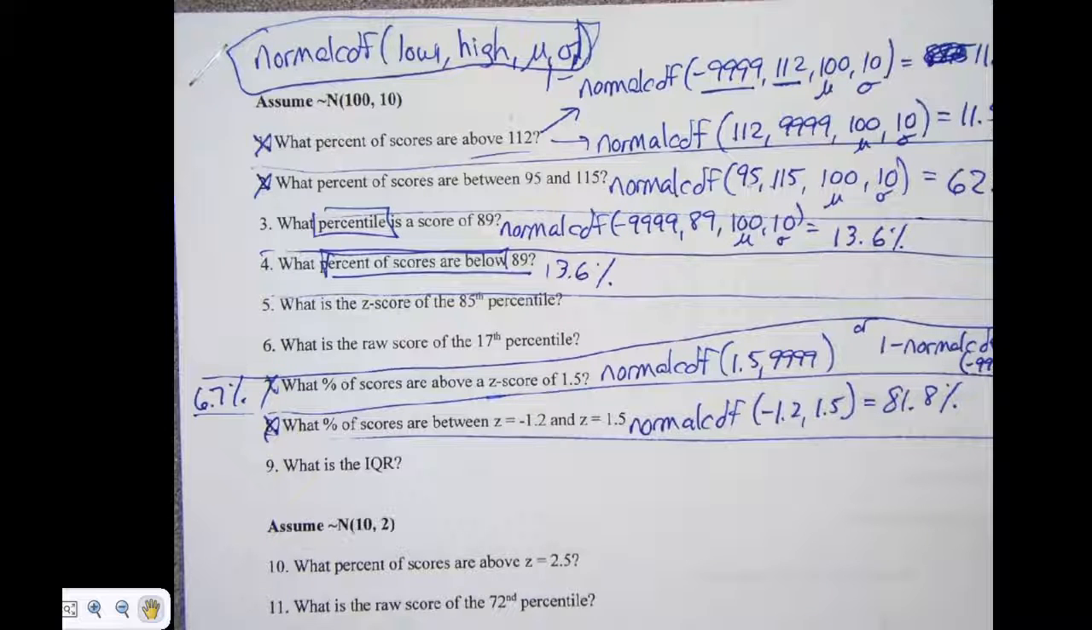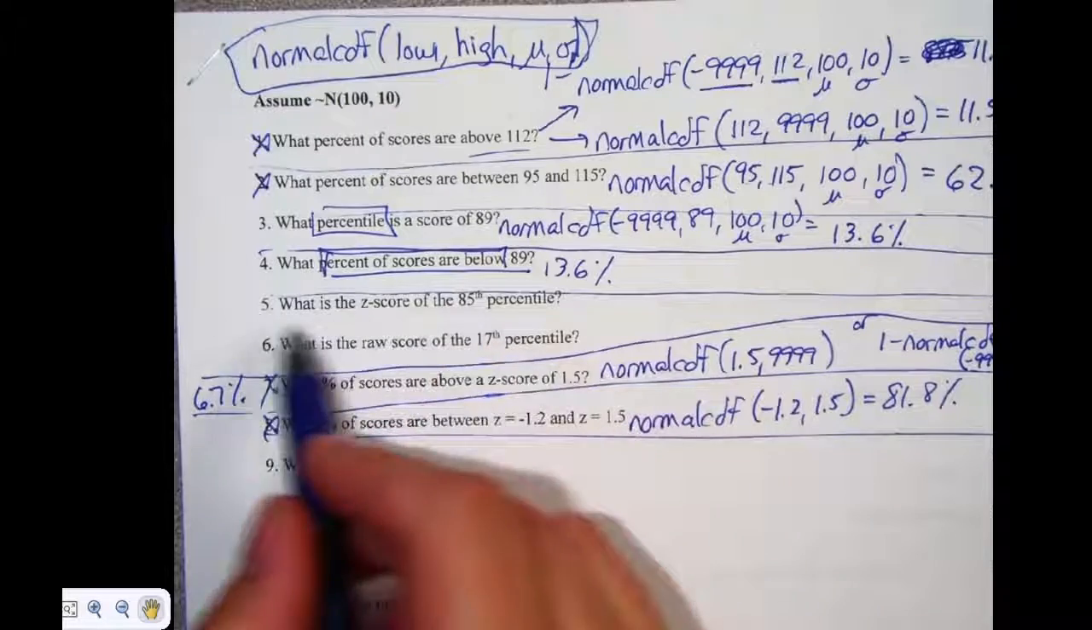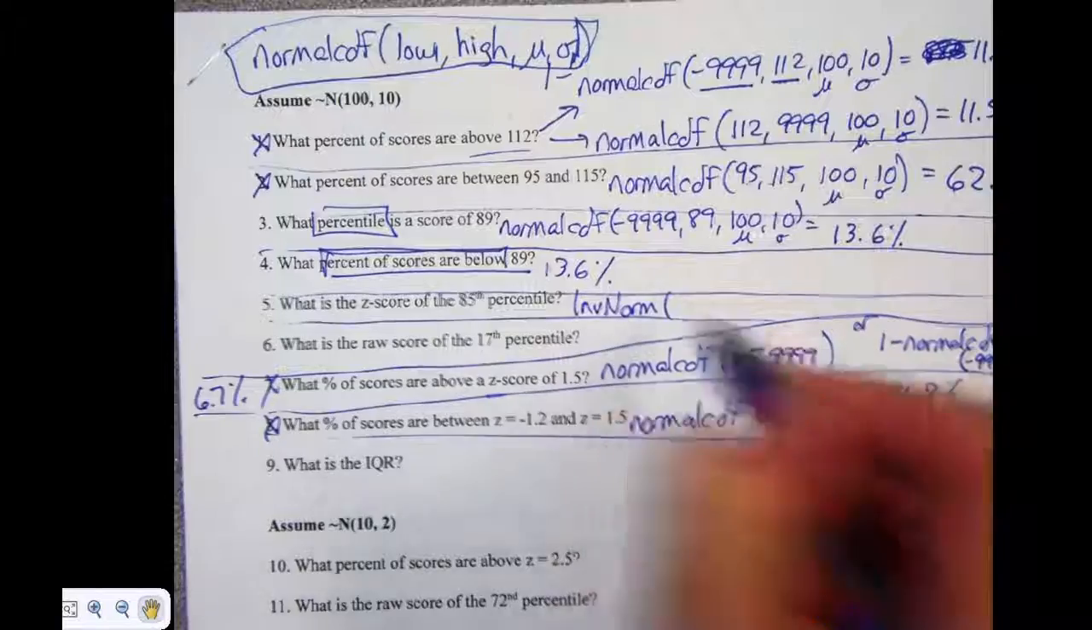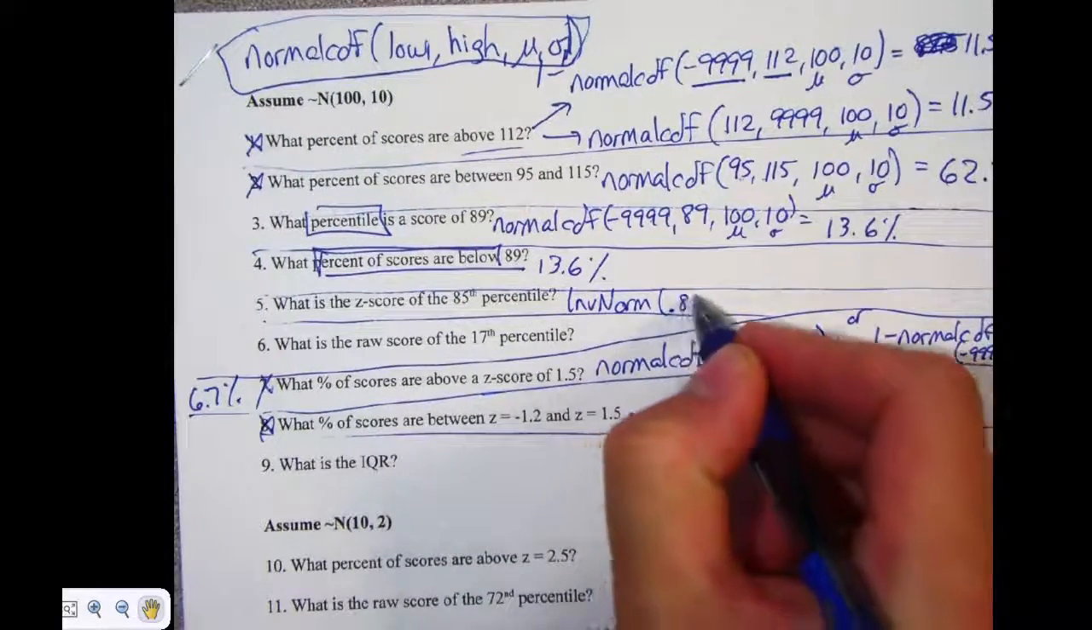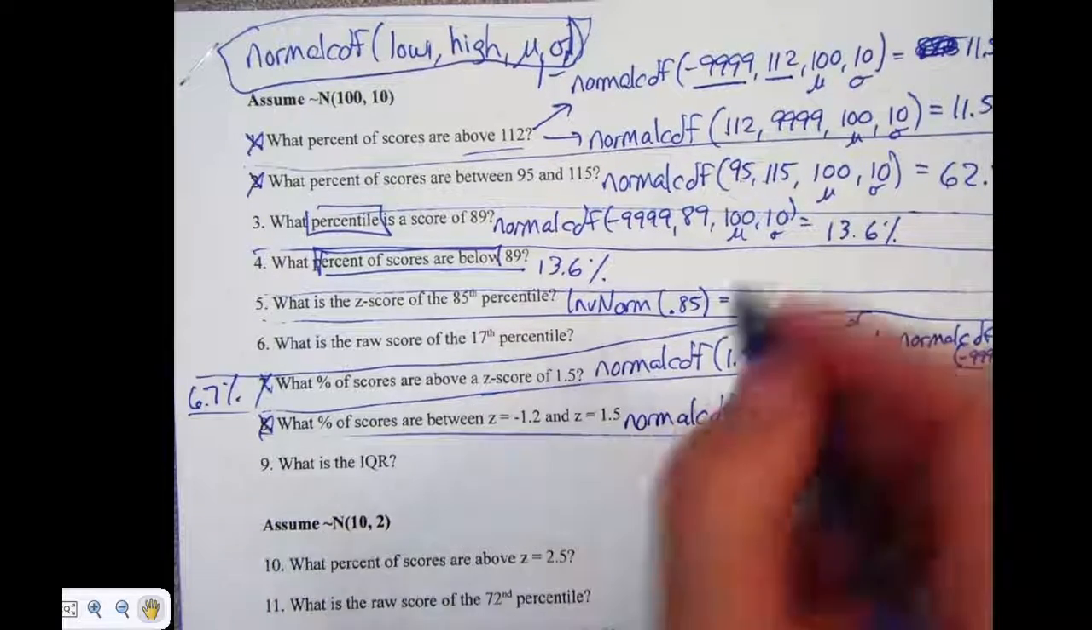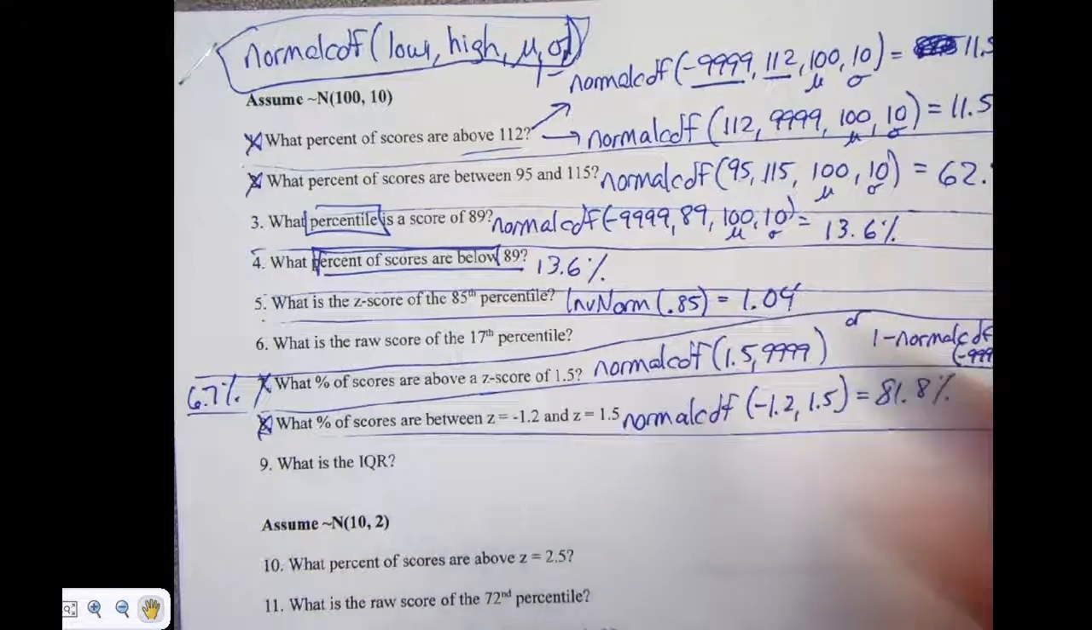And then 5 and 6, I give you a percentile, and I want you to go back to a raw score, or to a data point. How do I go from a percentile to a data point? It's inverse norm, right? So this would be inverse norm 0.85. All I want is a z-score, so I don't care about the mean and standard deviation. So this would be 1.04.